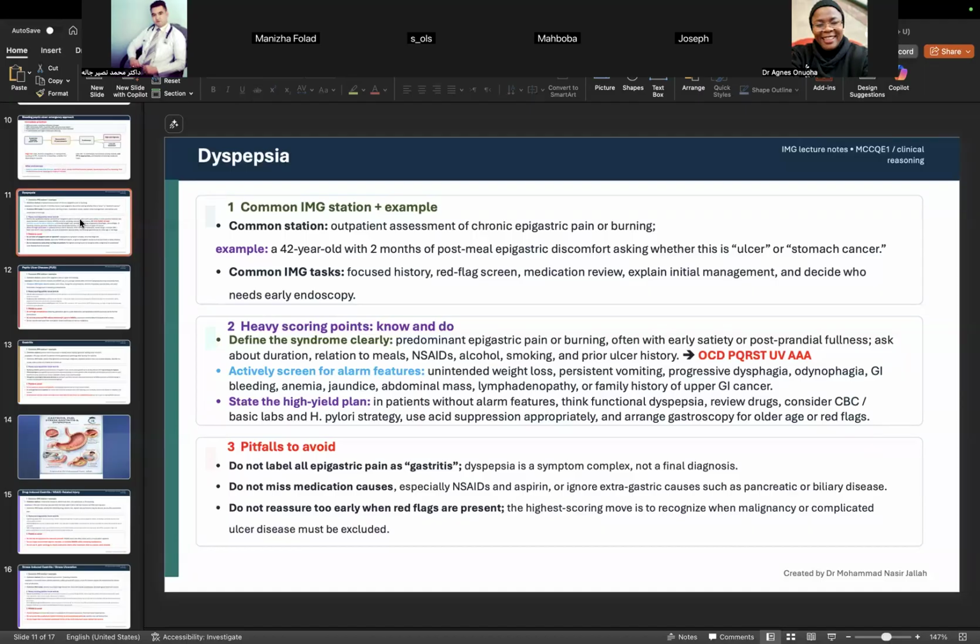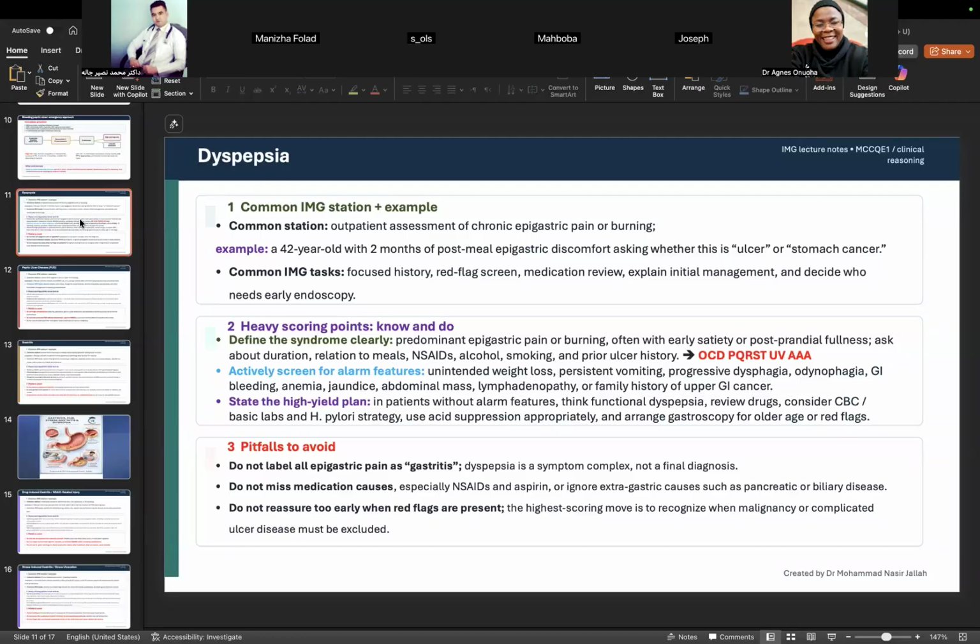Actively screen for alarming features. So we did go through all alarming symptoms that you need to cover in order to make sure that if the next question is, what do I do next? Do I have to order endoscopy or not? This is why we have to cover the alarming symptoms. Unintentional weight loss, so on and so forth. I'm not going to talk about it because we did cover it, right? If it is positive, endoscopy.